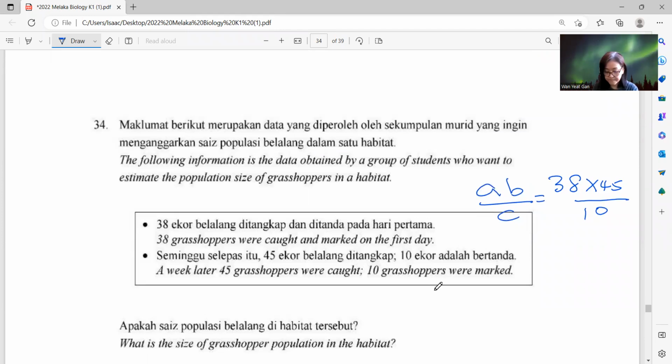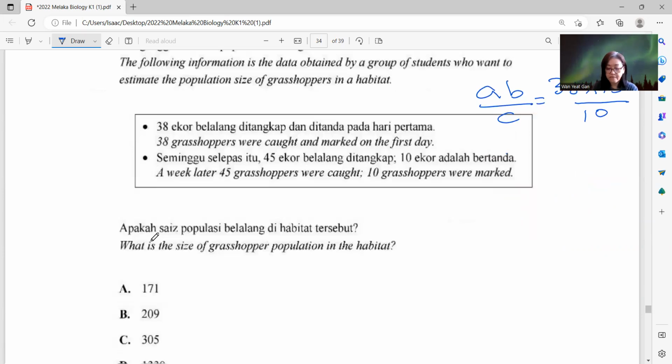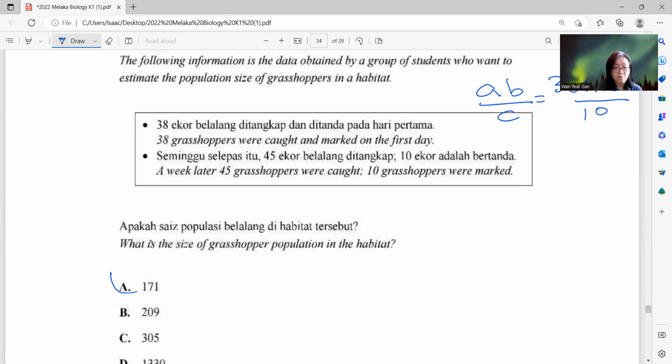38 times 45 divided by 10. So you get 171. Okay, 171A.